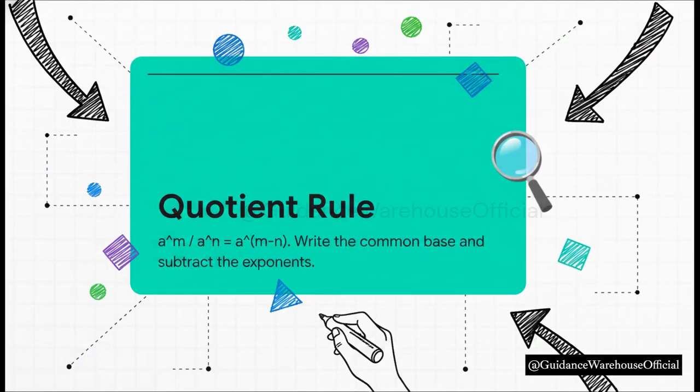So, the absolutely crucial takeaway here is that when dividing exponential expressions with the exact same base, you just write the common base and subtract the bottom exponent from the top one. 9 minus 5 is 4. That is the quotient rule in action, and it saves you from having to write out all those variables and physically cross them out every single time.